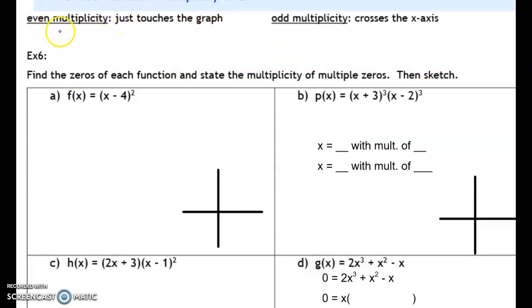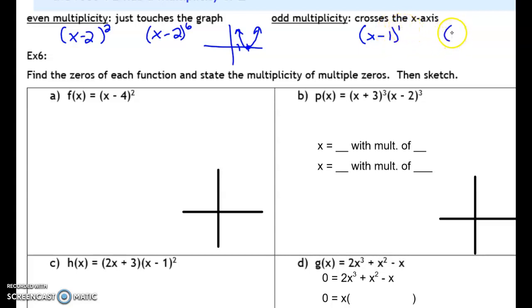All right, so if that factor is repeated an even amount of times, so like x minus 2 to the second or x minus 2 to the sixth, what's going to happen at those points, so it'd be positive 2, is instead of going through the x-axis, it's just going to touch the x-axis. Okay, but if it has an odd multiplicity, we're just going to do it the same way we've been doing it. So if it's x minus 1 to the first, or x minus 1 to the seventh, we have a 0 at 1, and it's still just going to go through the x-axis.